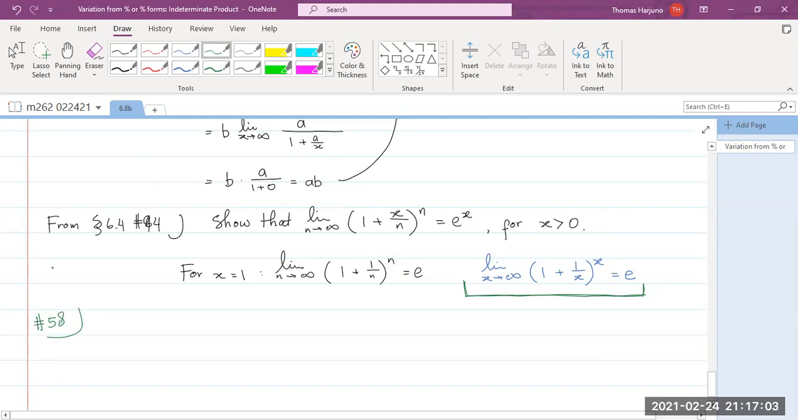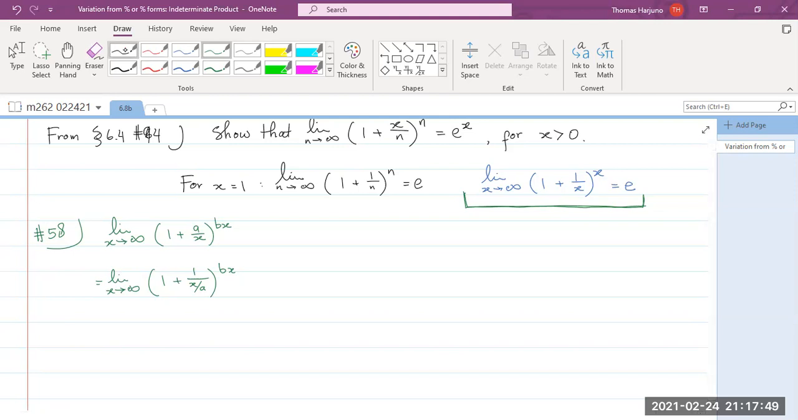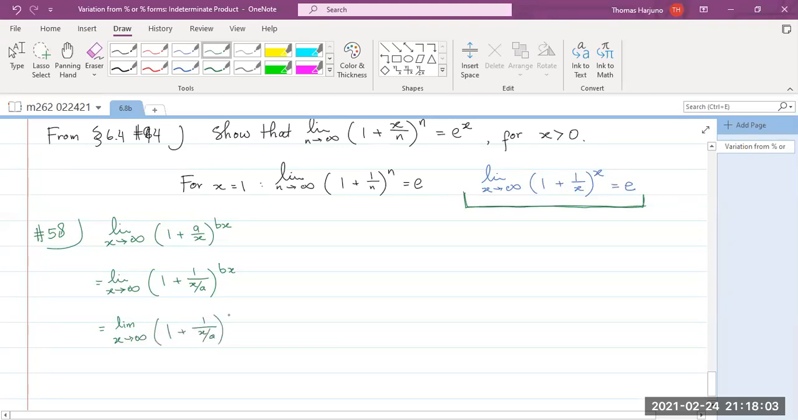From 6.8. The limit as x goes to infinity of 1 plus a over x to the power of bx. This is what I will do. I will rewrite that a over x to be 1 over x over a. Is it okay? That's the same thing, right? And even further, I would like to rewrite that exponent x; it becomes b times a times x over a. Is it okay?